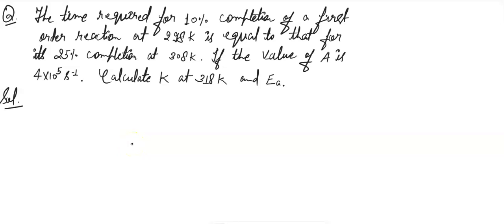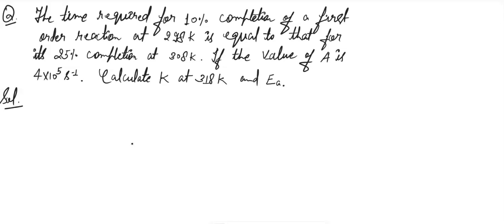The time required for 10% completion of a first order reaction at 298 Kelvin is equal to that for its 25% completion at 308 Kelvin. If the value of A is 4 into 10 raised to the power 5 second inverse, calculate K, the rate constant, at 318 Kelvin, and then the activation energy.